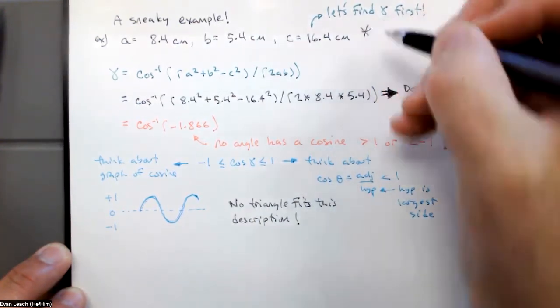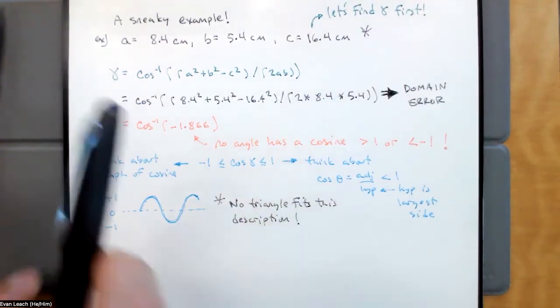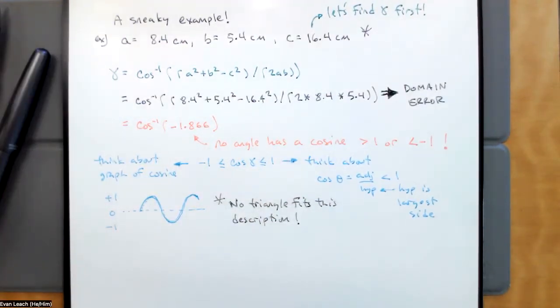So in any triangle, the sum of 2 sides must be greater than the 3rd side.